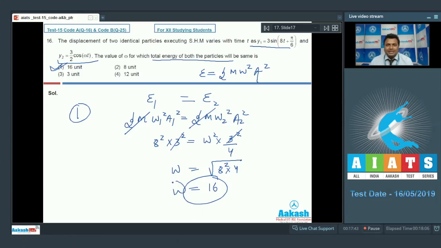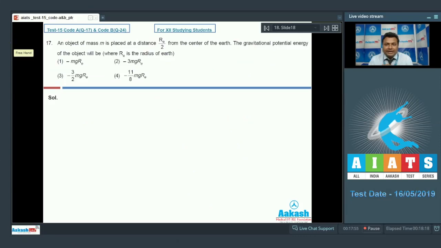Now move on to the next, that is 17 number. So here is question number 17, everyone. An object of mass m is placed at a distance Re/2 from the center of Earth, where Re is the radius of Earth, we all know it. The gravitational potential energy of the object will be what at that point?